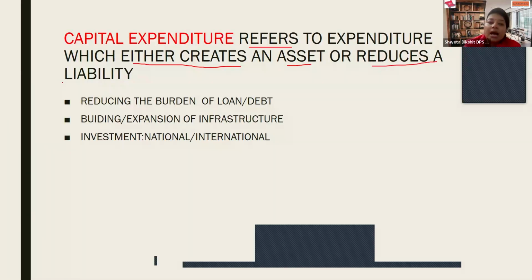That means you are either going to reduce the burden of the past loans or the debts you had taken, like repayment of the loan installments, which are part of capital expenditure. Now, building or expansion of the infrastructure. When you are expanding the infrastructure or making resources like bridges, metro rail projects, railway projects, and some airways related projects, these are the expansion of infrastructure.